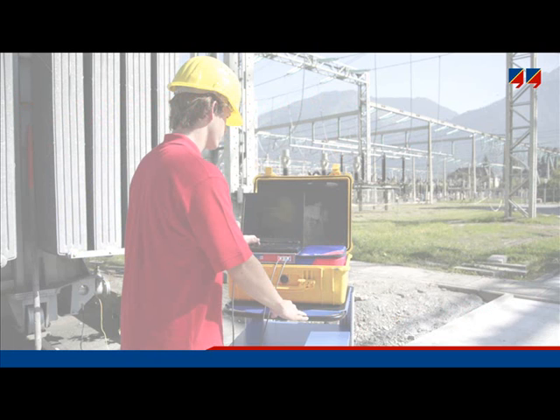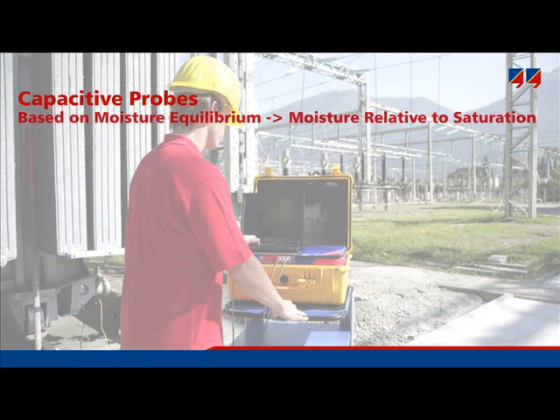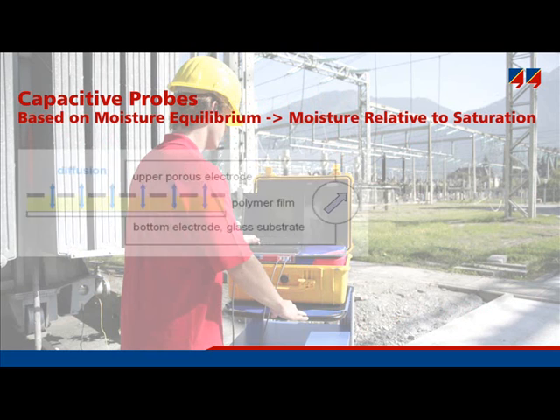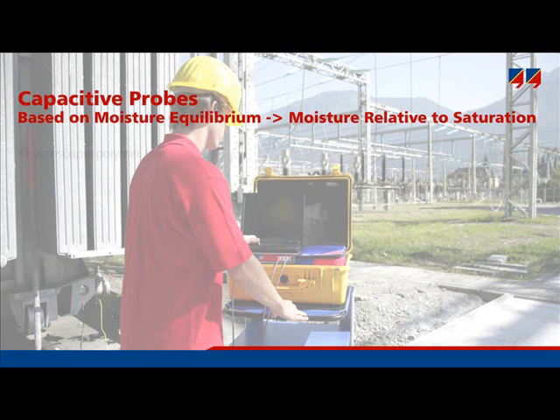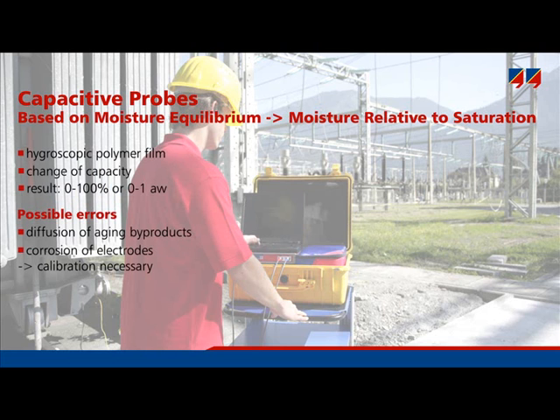There are also some new methods to measure moisture in oil, so-called capacitive probes. Capacitive probes measure the change of capacitance caused by water molecules. Water molecules migrate into the dielectric of a capacitor. They change the capacitance, and by this change, moisture can be measured. These probes will give only moisture saturation. They cannot provide moisture content because they depend on moisture equilibrium.